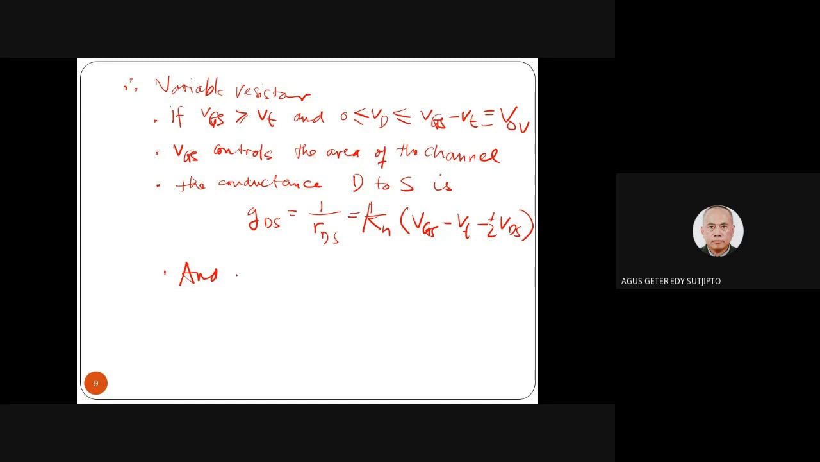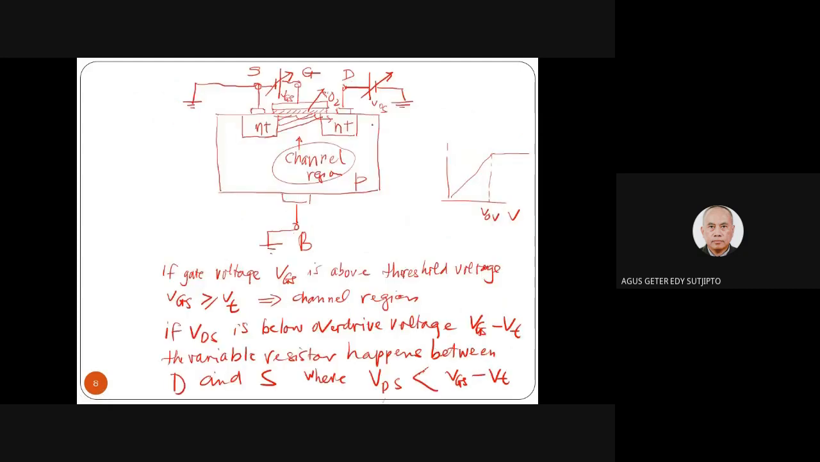We have also written in the past the current from D to S. So ID equals Kn times (VGS minus VT minus half of VDS), multiplied by VDS. This is ID, the current from D to S.